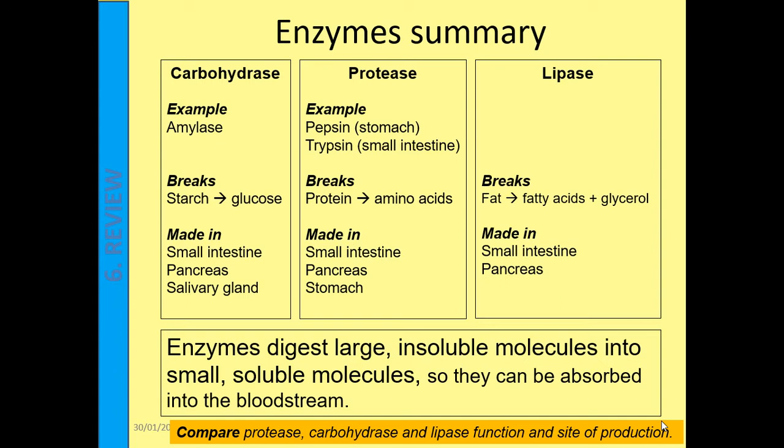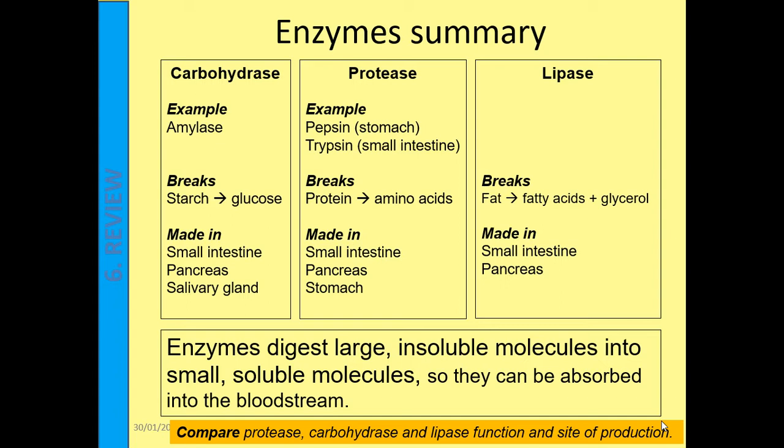Here is our enzyme summary, and we've already said in the digestive system video that fibre isn't absorbed by the body, it just bulks up the food to help everything flow through the digestive system. Vitamins and minerals are already small and soluble, so they don't need to be digested, and so it leaves us with the carbohydrates, the protein and the fats. Okay, so we've got 3 groups of enzyme: the carbohydrase, the protease and the lipase.